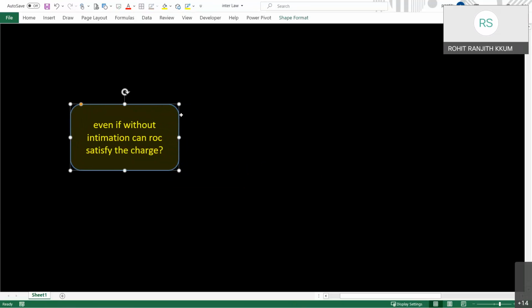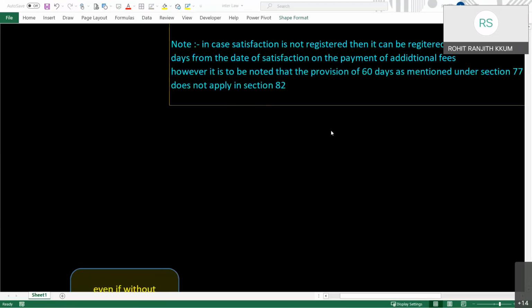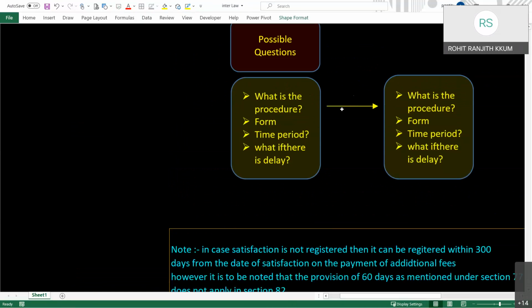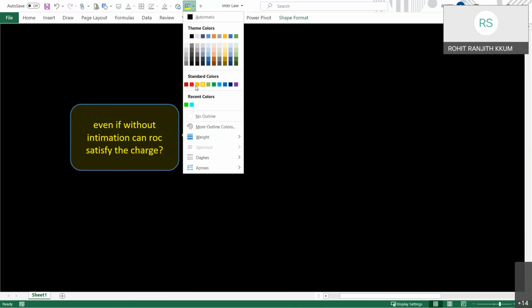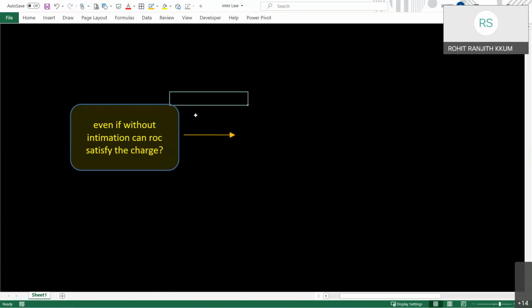So the answer to this question, is it possible or not? The answer is absolutely yes. This is possible. But what are the conditions? Can ROC directly go? The answer is no. Look, it is possible, but it cannot go the way it wants.